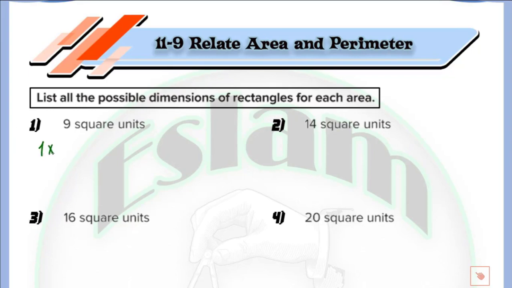So we have 1 by 9. Because we have 1 by 9, we can also say 9 times 1. So we have two different dimensions. The second, we can say 3 multiplied by 3. That also will be equal to 9.